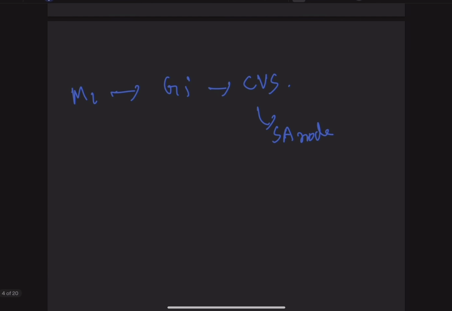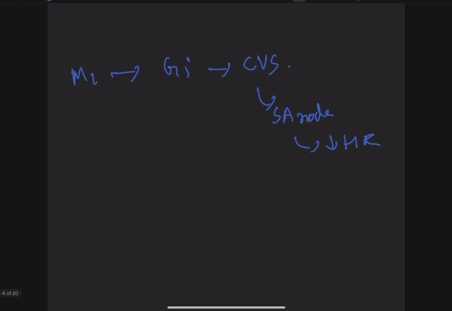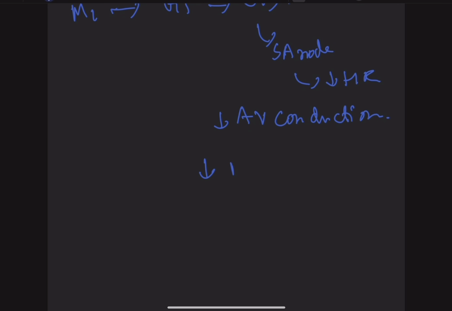Okay, then we have the M2 receptor, which is Gi type of receptor, and this is mainly located in the cardiovascular system. In the cardiovascular system, we have the SA node, where it causes decrease in heart rate. By acting on SA node, it decreases the heart rate. It also decreases or slows the AV conduction, and it decreases the force of contraction. So it gives negative inotropic effects.